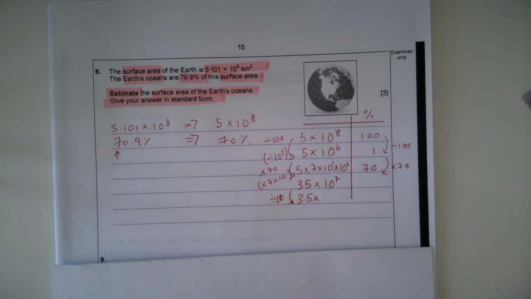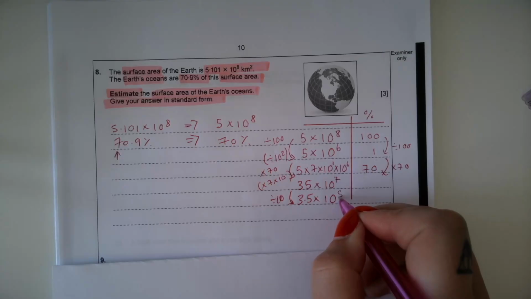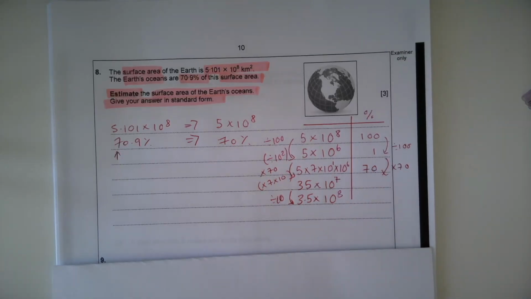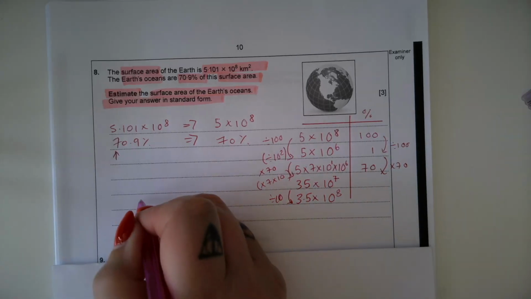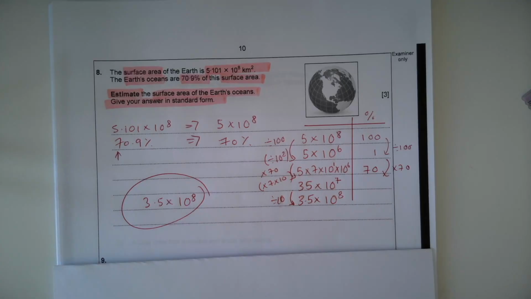But because I've divided by 10, to get it back into its original number, if I was to convert it from standard form to a normal number, I'm going to have to multiply it by another 10. So then I have to increase my power. Okay, so my estimate of the surface area of the Earth's oceans, which are 70% of its total surface area, is 3.5 times 10 to the power of 8.